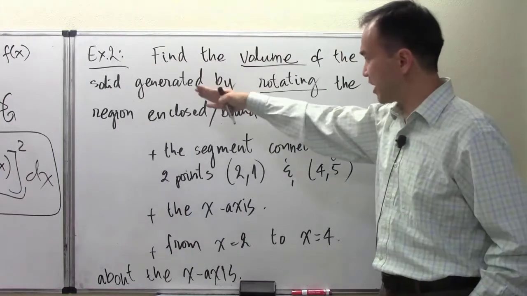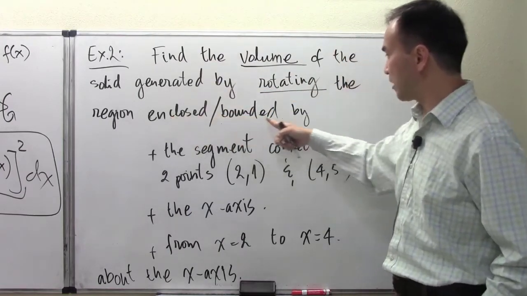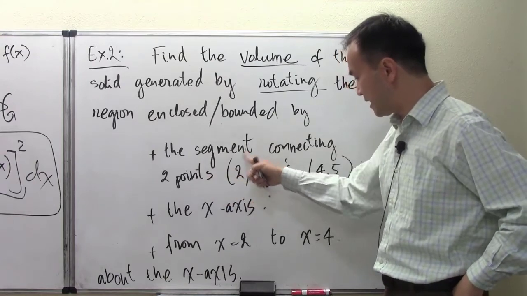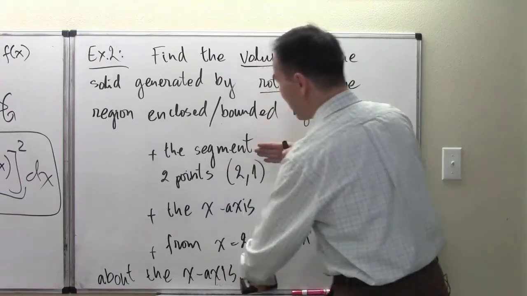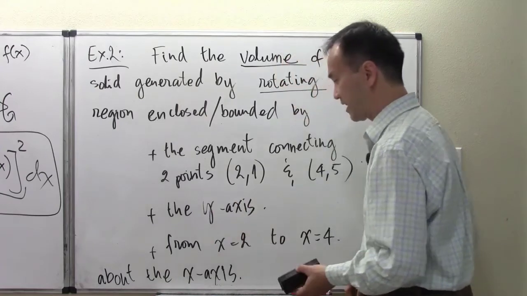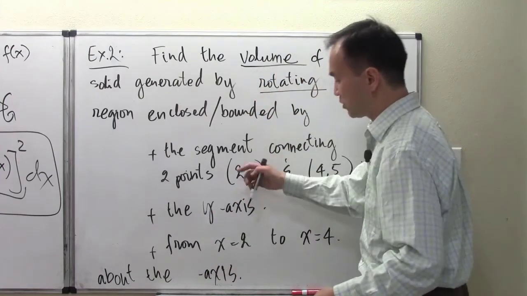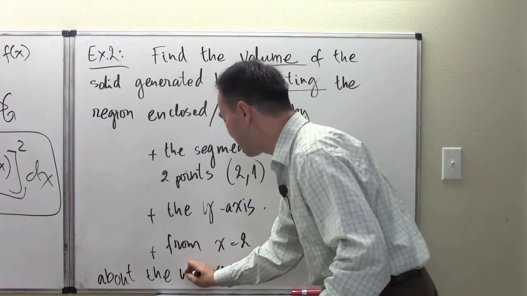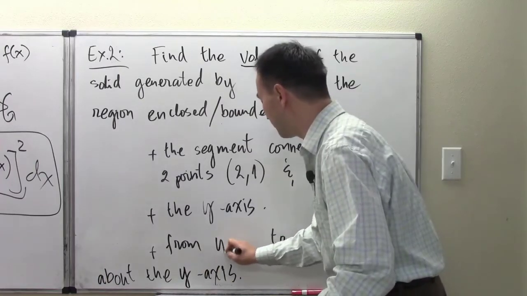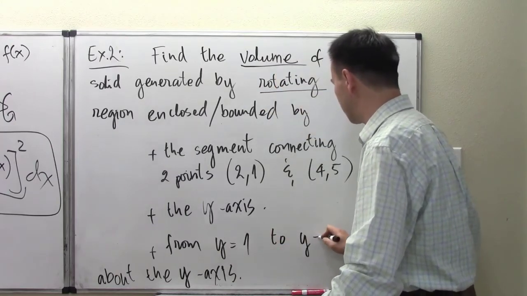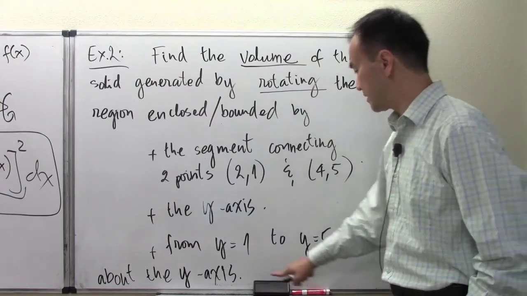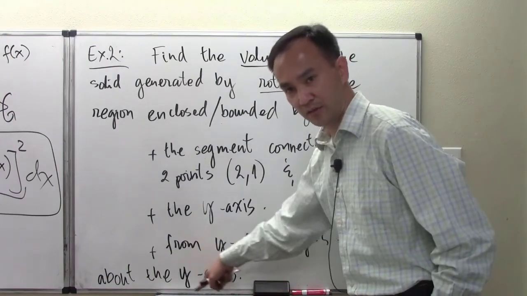Find the volume of the solid generated by rotating the region enclosed by, so we're still using that same segment connecting the 2 points (2, 1) and (4, 5). But now it's the region enclosed between that and the y-axis. So allow me to switch from that to the y-axis, and then we're going to be rotating that region around the y-axis. And here I must also change from y equals 1 to y equals 5. So from y equals 1 to y equals 5, and that rotation around the y-axis.